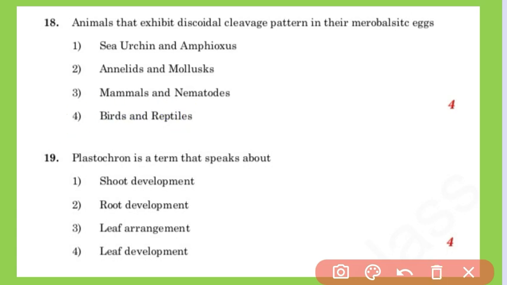Then next question, plastochron is the term that speaks about. The plastochron is defined as the time interval between two successive recurring events during growth of plants, in shoot development such as starting from leaf initiation, and this index is given by Erickson and Michelini. So it speaks about leaf development. So fourth option is the answer of this question.